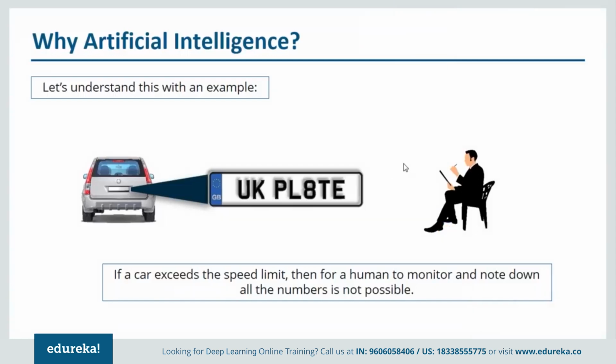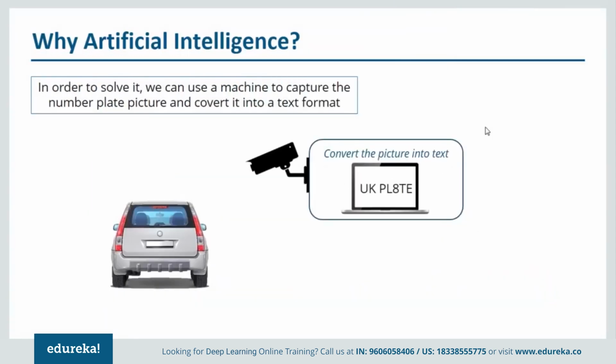Now let us see another approach to this particular problem. We can make use of cameras that will click the picture of the car that exceeds the speed limit, and then we can convert that picture into text, for example, UKPLATE. In this way, the risk of human error has been reduced, and at the same time, machines never get tired. So you can capture all the images of cars that cross the speed limit.